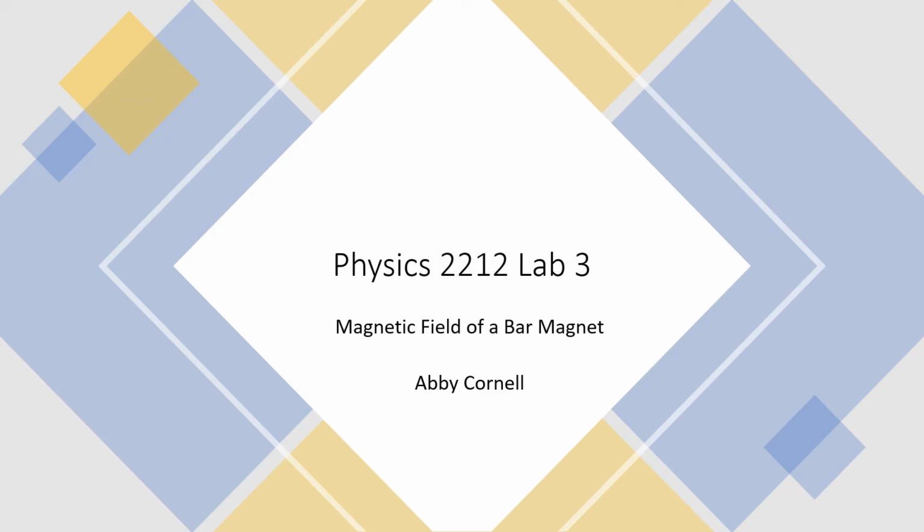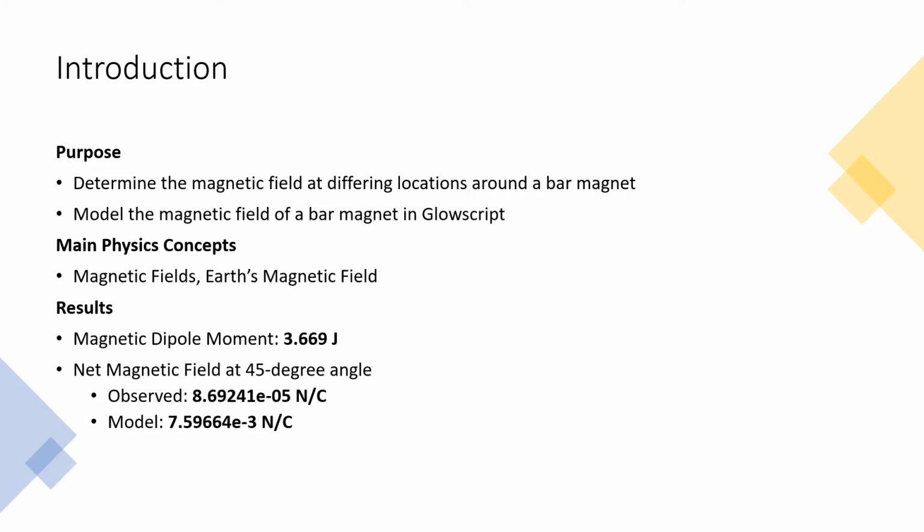This is Physics Lab 3, which looks at the magnetic field of a bar magnet. The purpose of this lab is to determine the magnetic field at differing locations around a bar magnet, and then to model that magnetic field in GlowScript. The main physics concepts used in this lab are magnetic fields and Earth's magnetic field.